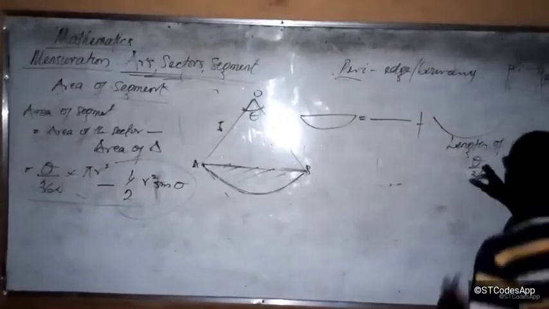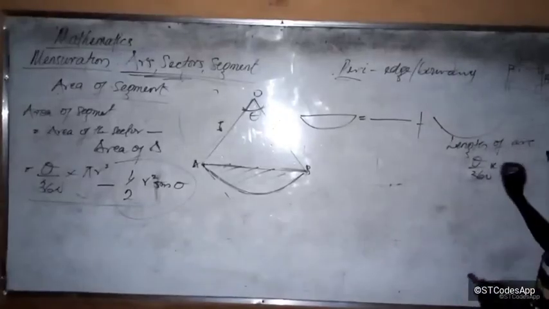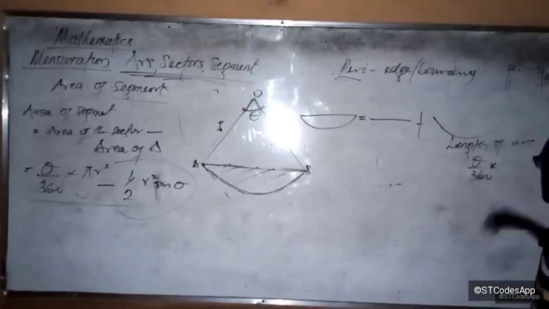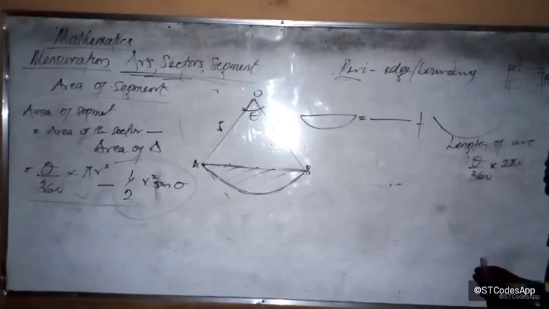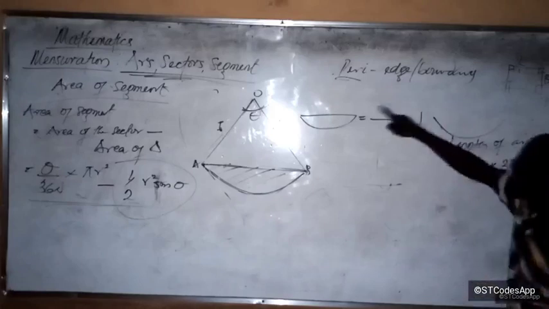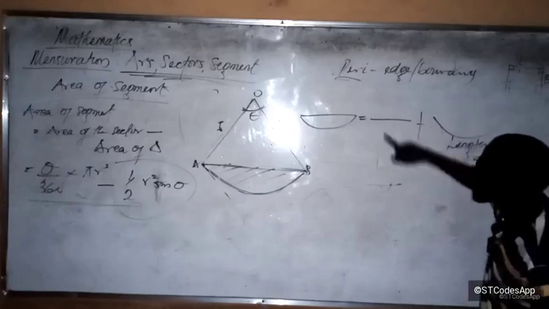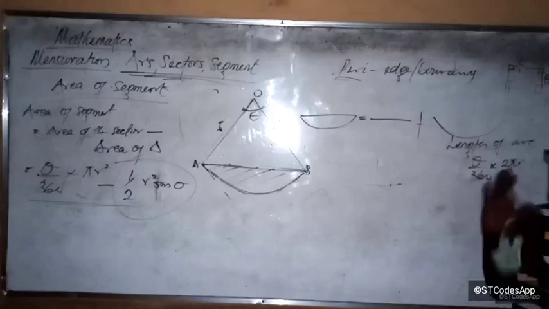Now I said it is an angle, so it's going to be theta over 360 times the length of the circle, which is 2 pi r. To show you that it is just a fraction of this entire length of the circle. So we are going to be adding this to this side. Now, how do you get this side? It is very, very simple.